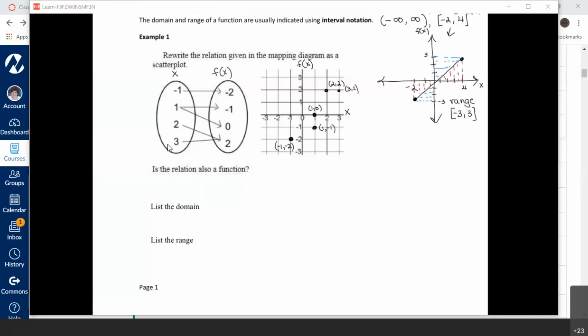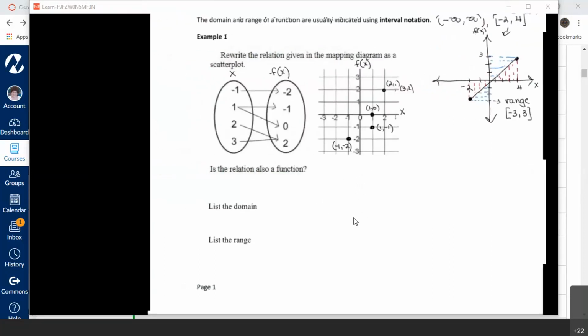This isn't a problem, the 2 and the 3 both mapping to 2. If I put in 2, I get out 2. No choice. If I put in 3, I get out 2. No choice. Okay, so you can see that's not a problem. So this is not a function.